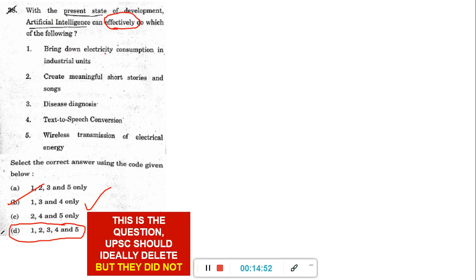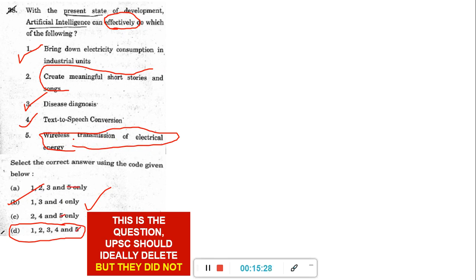The options: bringing down electricity consumption in industrial units, creating meaningful short stories and songs, disease diagnosis, text to speech conversion, wireless transmission of electric energy. According to them, this is correct, this is correct, and this is correct. But meaningful stories they are telling wrong, and wireless transmission they are telling wrong. Wireless transmission may still be wrong, because although there are ways in which AI can regulate this, directly using AI for wireless transmission is not yet a working or proven technology. So this may be a reason. You eliminate 5 and you get the answer as 1, 3, 4.